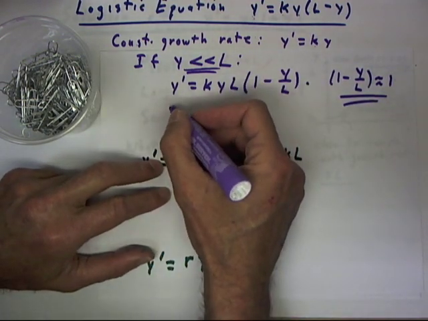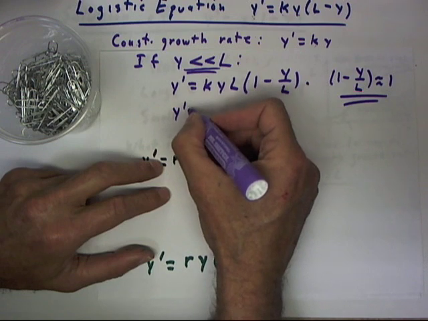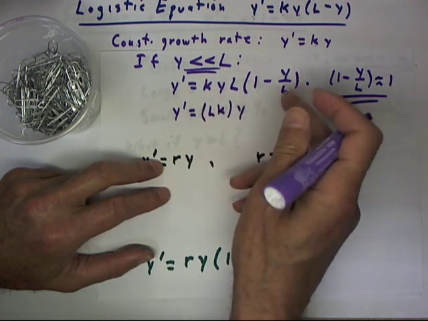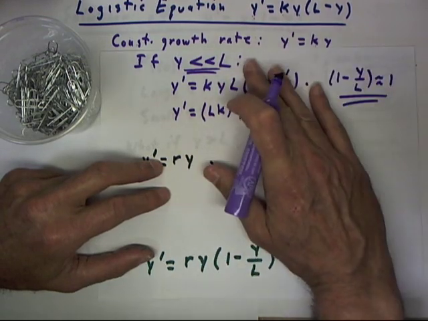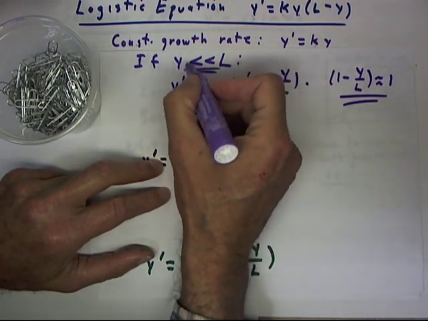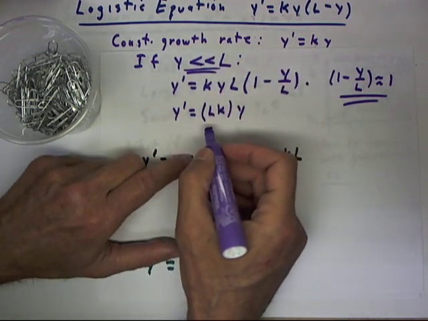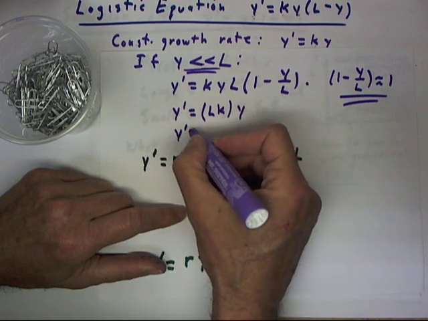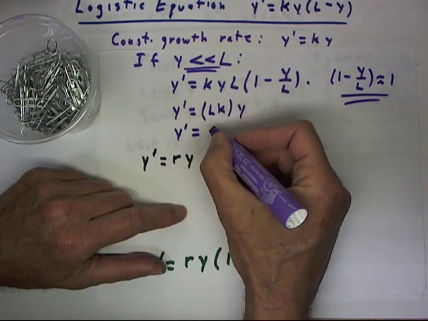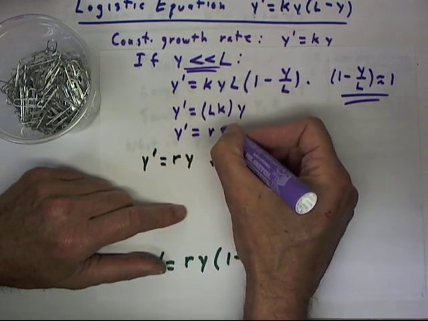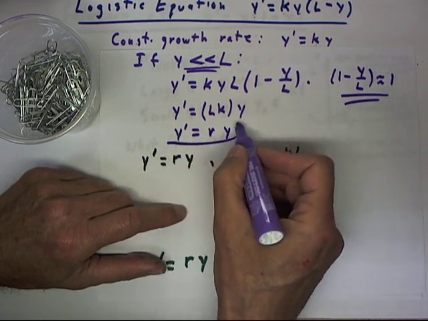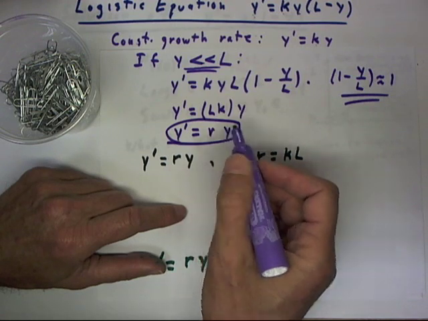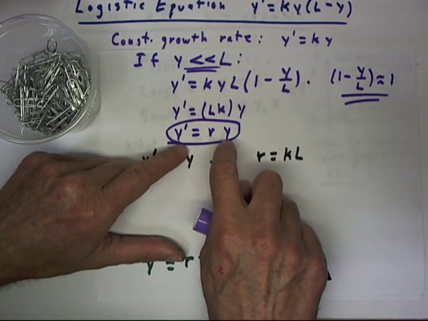In this case, we can write y prime equals kL times y, and this being close to 1, we can just leave it off. Again, this only applies if y is much less than L. Instead of writing kL, we could just use a single variable like r, and we can say that this is very much like the equation y prime equals ry, which is not an uncommon form for exponential growth.